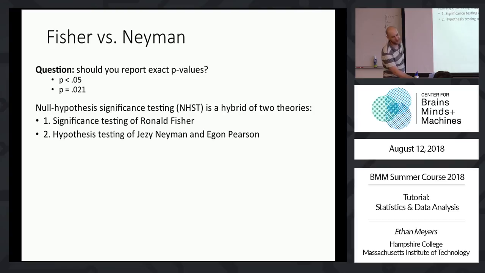I've got just a few more minutes, so I'll run through this pretty quickly. This kind of question comes down to, at least the way I'm going to frame it, a debate between the two founders of statistical testing. The current approach, called null hypothesis significance testing, is actually a hybrid of two theories. One is significance testing by Ronald Fisher, and one is hypothesis testing by Jerzy Neyman and Egon Pearson.